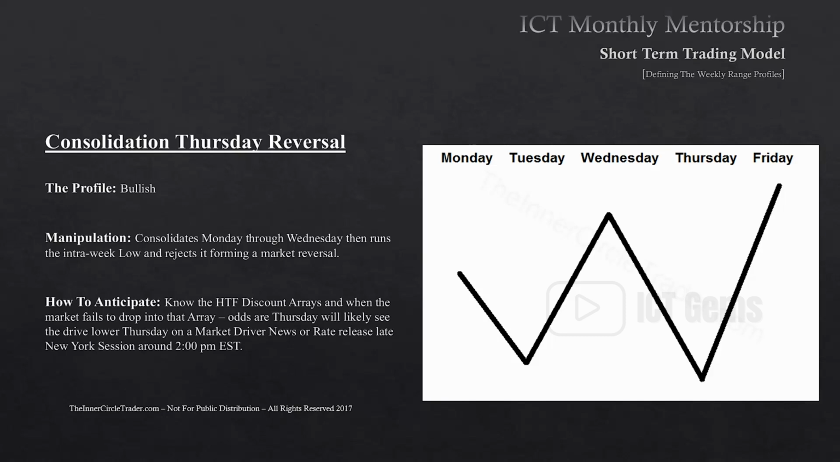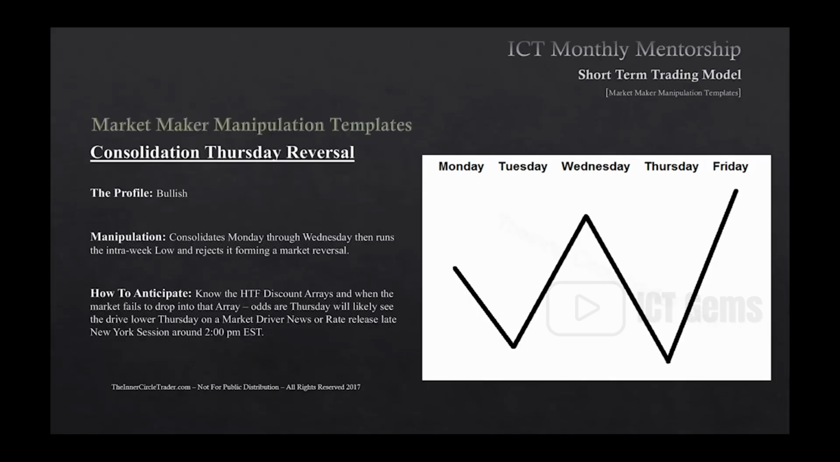How to anticipate this is you have to know the higher time frame discount arrays, and when the market fails to drop into that array, odds are Thursday will likely see the drive lower on a market driver, news and or rate release late New York session. And this is typically around the 2 o'clock Eastern Standard Time or 2 p.m. New York time. You'll see this happen where the market opens up on a Sunday and Monday, trades sideways on Monday and Tuesday into Wednesday, and then all of a sudden the market trades down on Thursday into a discount market.